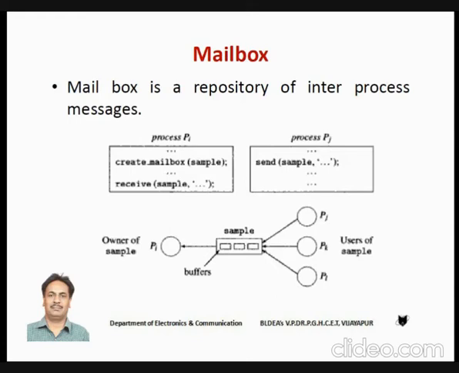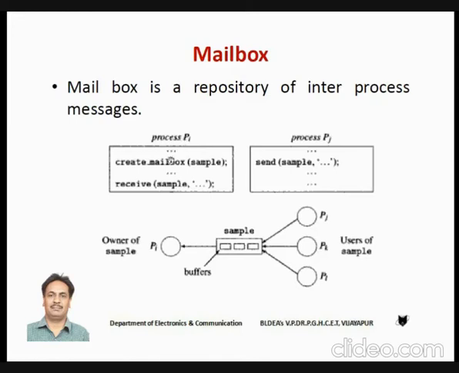Okay, here if you look at the diagram, we have two processes. Just try to understand this diagram. We have a process pi and we have process pj. Process pi has created the mailbox, but don't think that this mailbox is like your email mailbox. It's the mailbox which is used to receive messages from the processes. We have a system call create mailbox, and in brackets we have used sample. Here sample is the name of the mailbox.